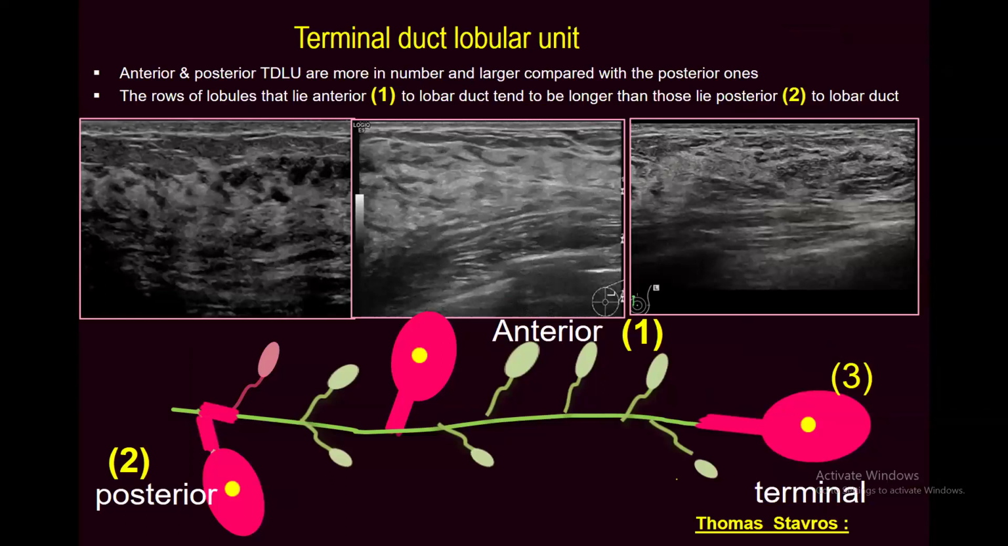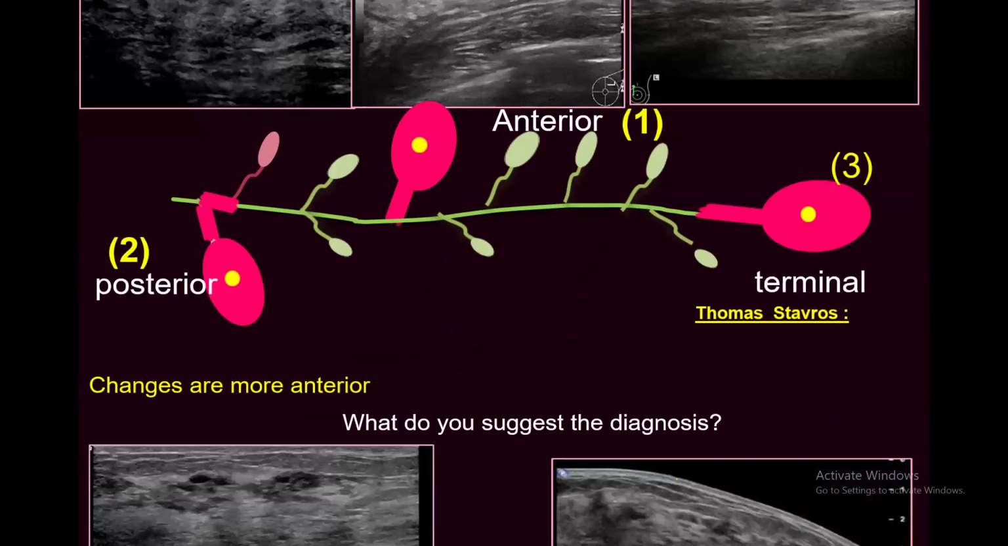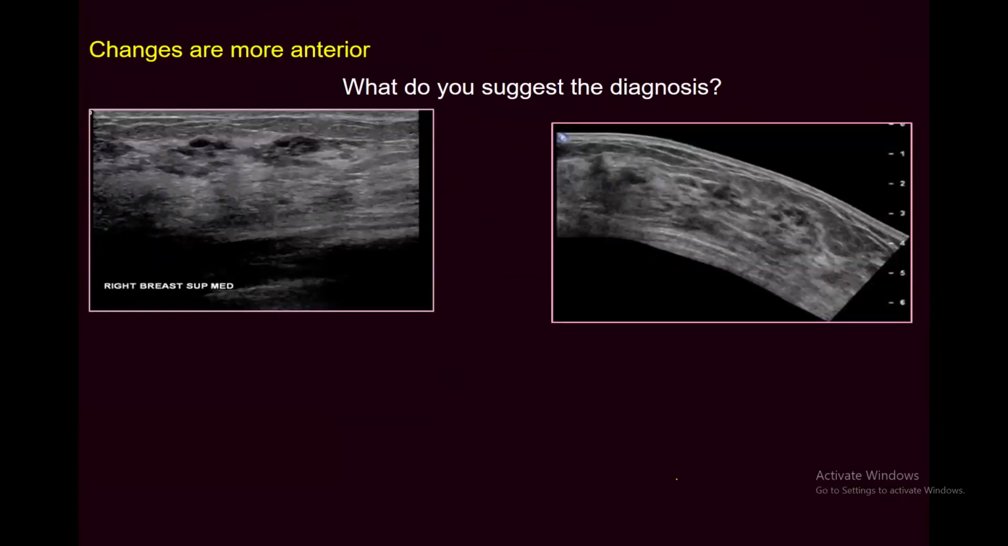Again, the anterior terminal ducts, the anterior terminal lobular units are more prominent than the posterior. Even the pathology, since the terminal duct lobular units are present more anteriorly, the pathology also appears more anteriorly than in the posterior breast. So what do you see here?